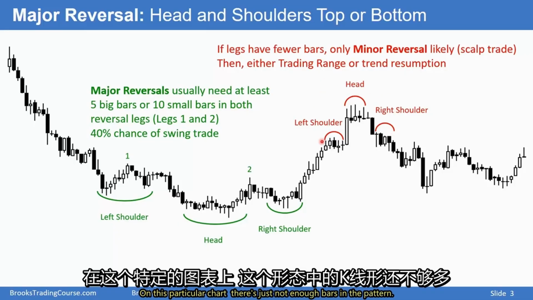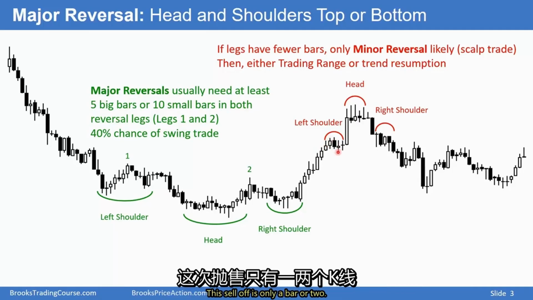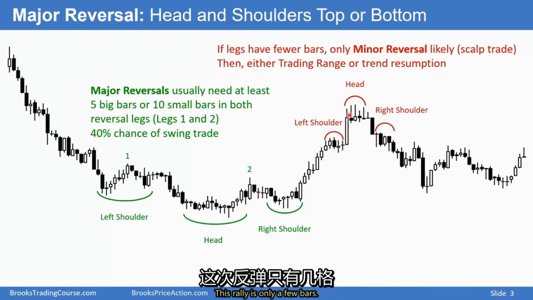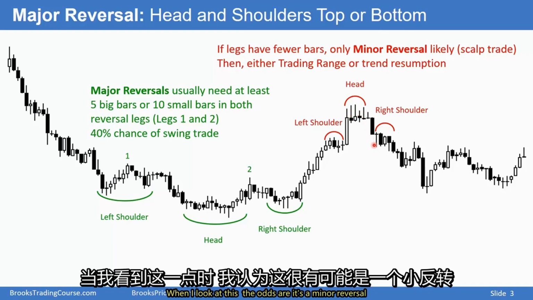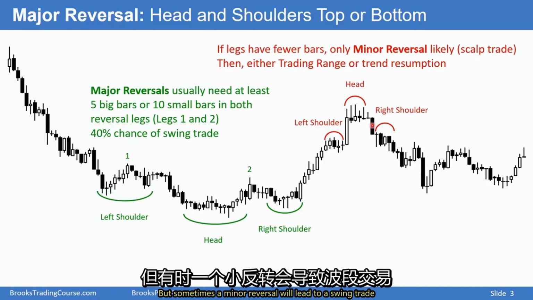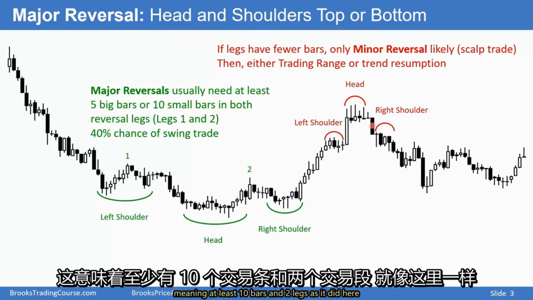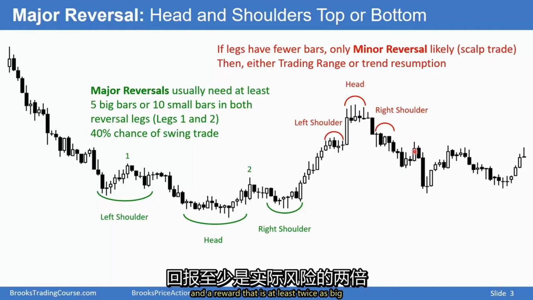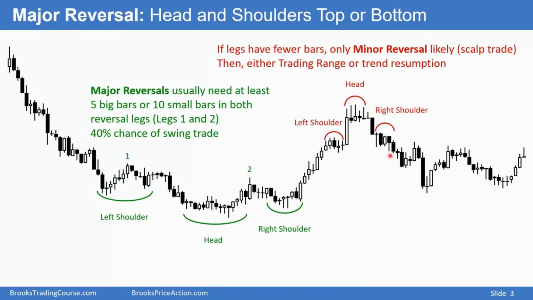On this particular chart, there just are not enough bars in the pattern. This sell-off is only a bar or 2. This rally is only a few bars. This sell-off is only a few bars. When I look at this, the odds are it's a minor reversal and it will be followed by a trading range. But sometimes a minor reversal will lead to a swing trade, meaning at least 10 bars and 2 legs, as it did here, and a reward that is at least twice as big as the actual risk.